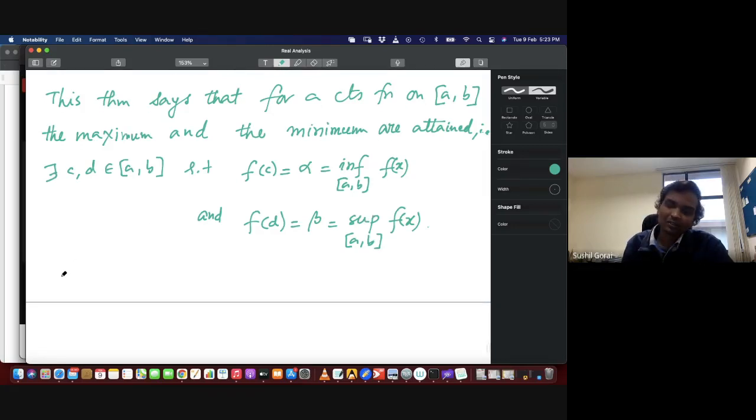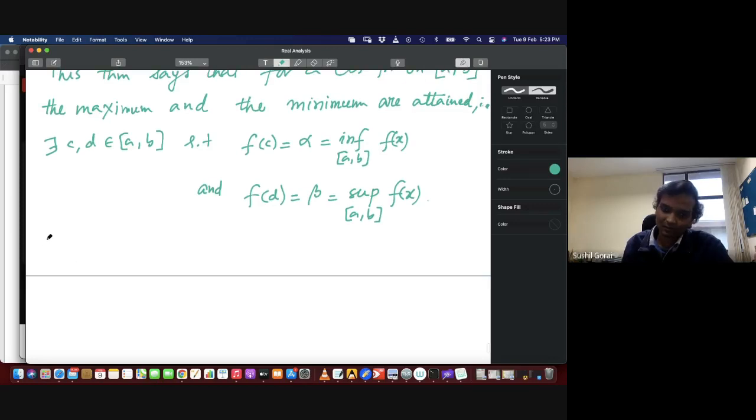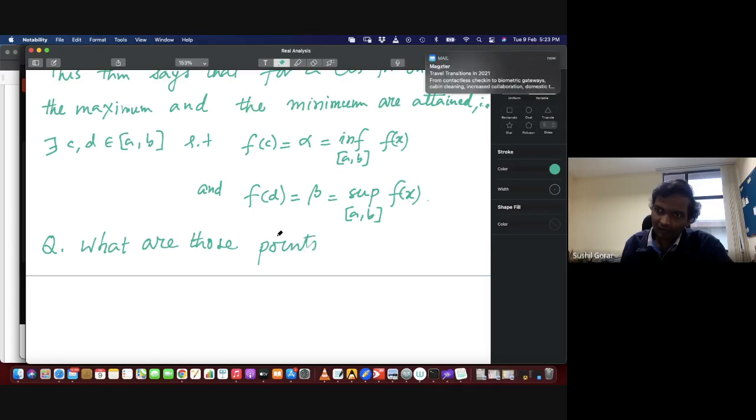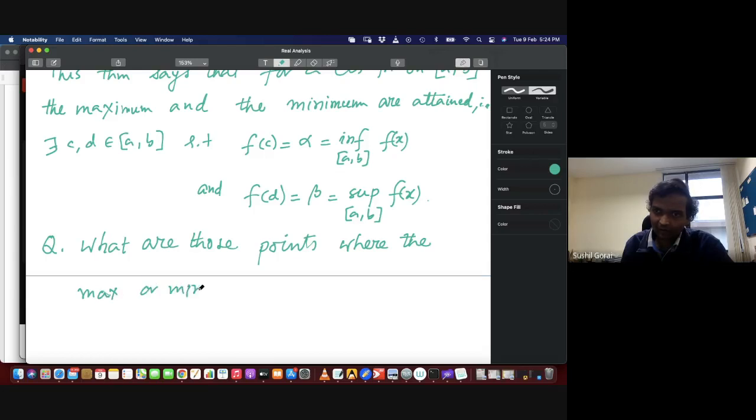So one question is, what are those points where the max or min is attained?